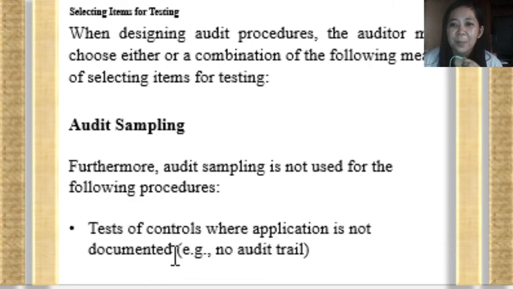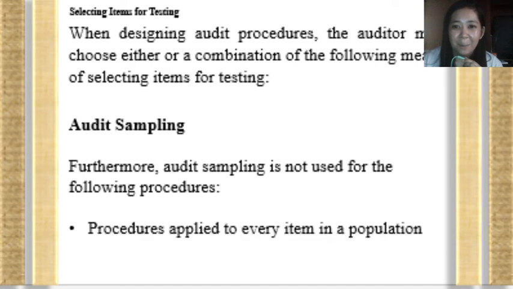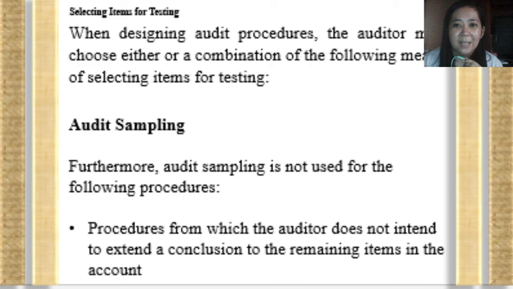Next, audit sampling is also not used for tests of controls where application is not documented. Of course, if there is no audit trail, meaning the auditor cannot draw anything to be used as a sample, there is no data. So basically, audit sampling is not applicable. Another is procedures applied to every item in the population. Since the procedures are applied to every item, meaning 100% examination was provided, audit sampling is not used in this case.